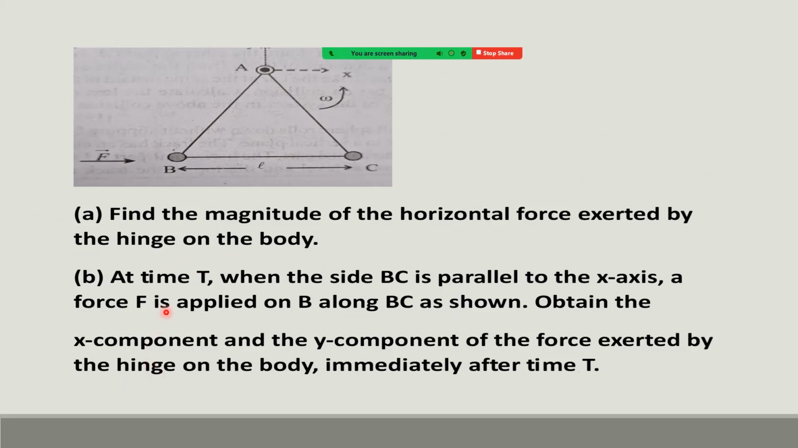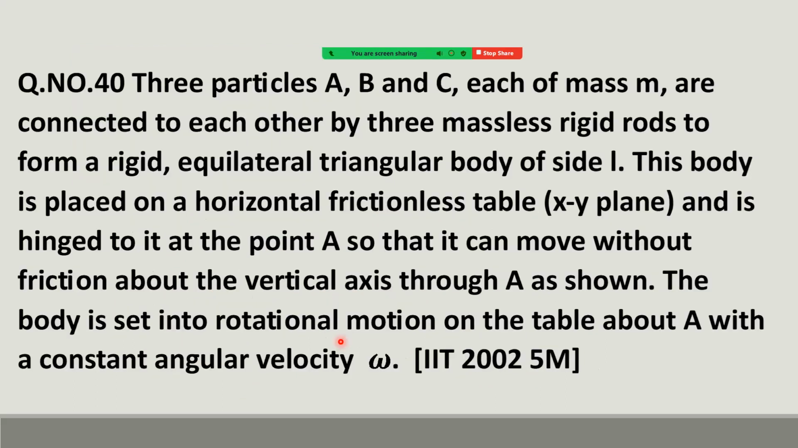We can see the diagram here. Find the magnitude of the horizontal force exerted by the hinge on the body. At time t, when the side BC is parallel to the x-axis, a force F is applied on B along BC as shown. Obtain the x component and the y component of the force exerted by the hinge on the body immediately after time t. This was asked for 5 marks in 2002. Let us see how to start the problem.